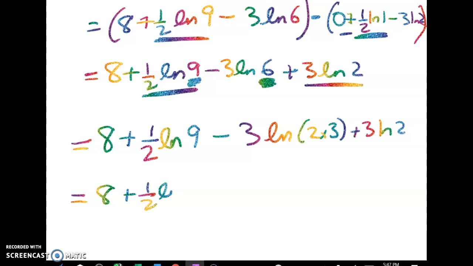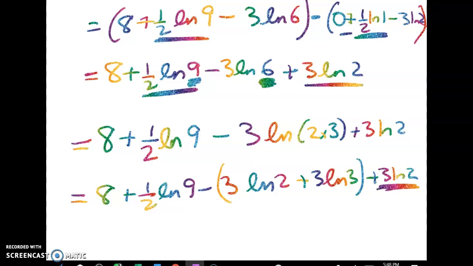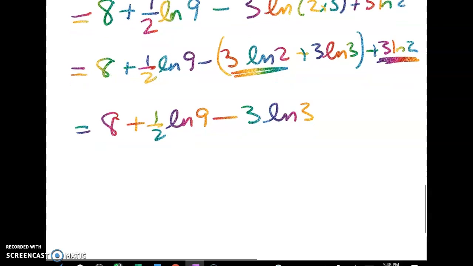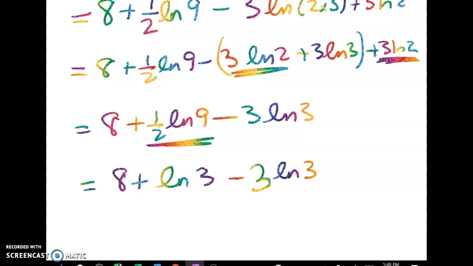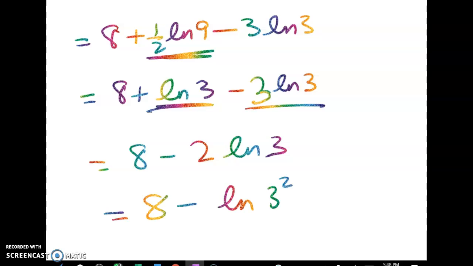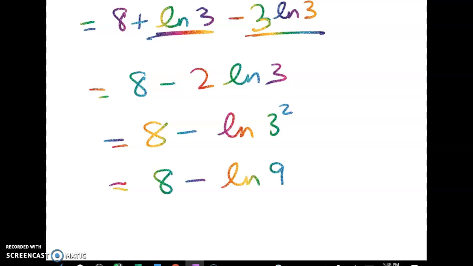So we've got 8 plus a half log 9 minus 3 log 2 plus 3 log 3 plus 3 log 2. And you can see that this and this are going to disappear to 0. I've got 8 plus a half log 9 minus 3 log 3. So now I am going to change this back into a 3 after all. Half log 9 is log of 9 to the 1 half, which is this. That leaves me with 8 plus 1 log 3 minus 3 log 3. So 8 minus 2 log 3, which is equal to 8 minus the log of 3 squared, which is 8 minus the natural log of 9.